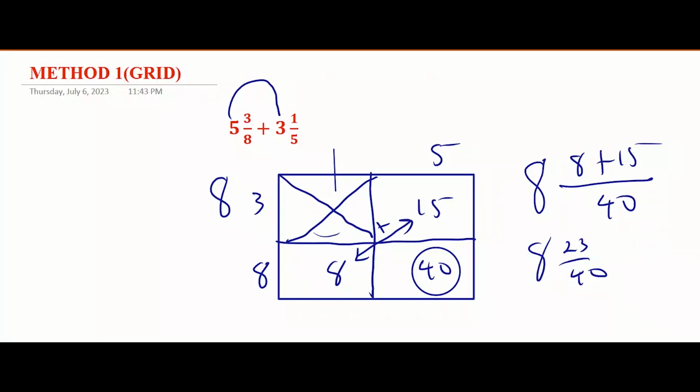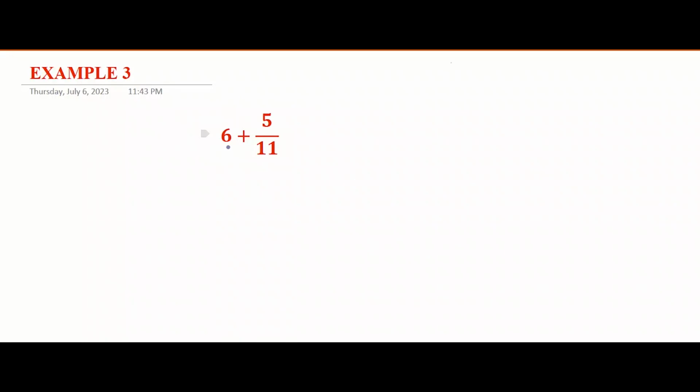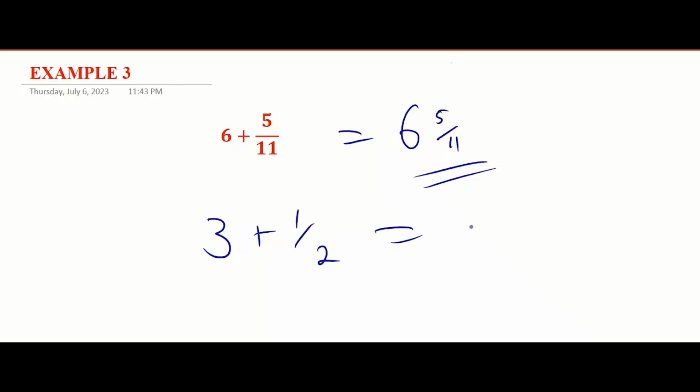So let's look into the third example. We are to evaluate 6 add 5 out of 11. Anytime you have questions like this, don't disturb yourself by using any of the 4 methods. What you can do is to say your answer is 6 or 5 out of 11. So this is how you solve questions like this, because if you use any of the 4 methods, you still come to this. Take for instance, you have 3 add 1 out of 2. Your answer will simply be 3 whole 1 out of 2.